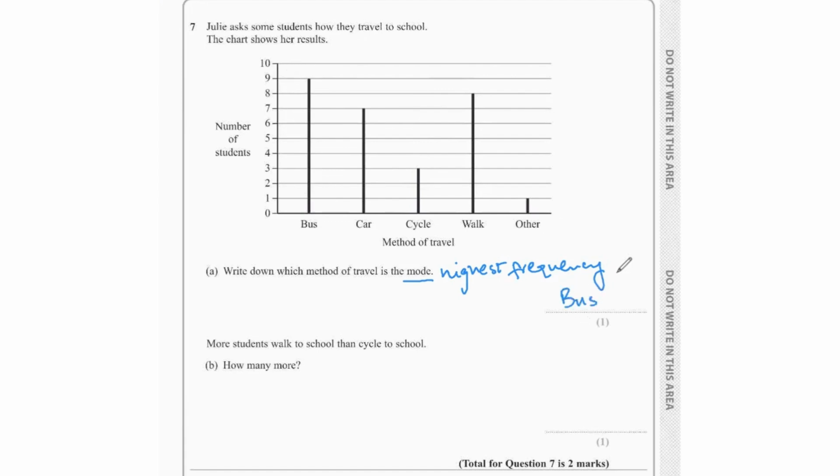That's your mode. Then it says more students walk to school than cycle to school. How many more? This is walk and this is cycle. So for walk, we have 8 students, and for cycle, we have 3 students. So we subtract the two, and the answer is 5.